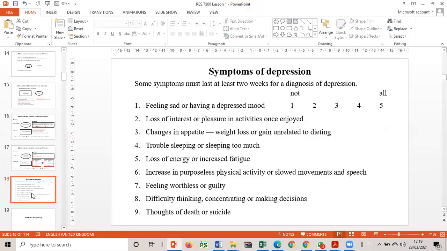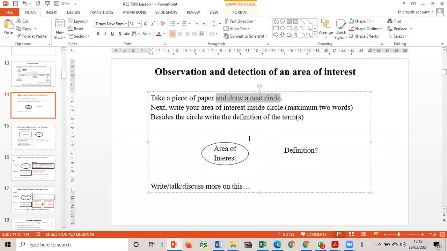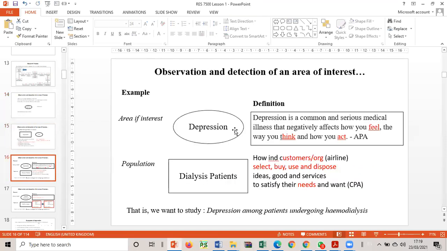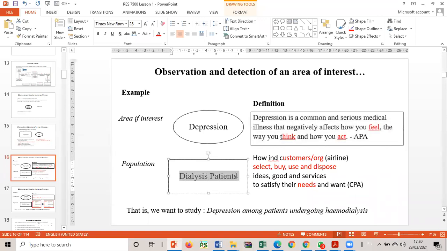All right. Questions? So what are you doing here? We took a paper and pencil, wrote a circle, and wrote the area of interest. Make sure it is really of your interest, and define it according to some well-known sources. And then put a box and a population.